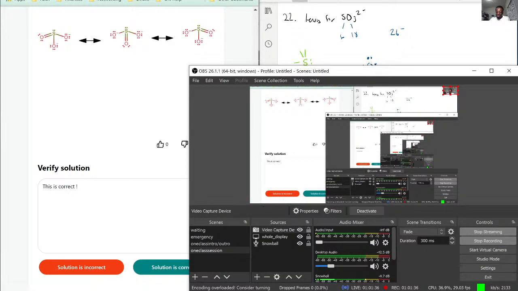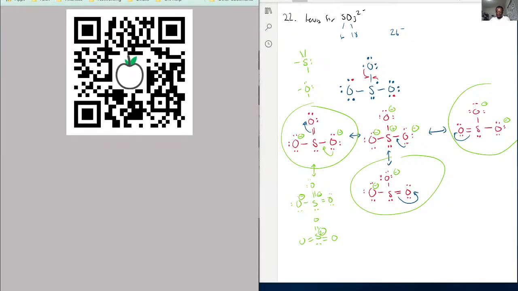Question 22. Oh, apologies again. What I will do here is change it over.